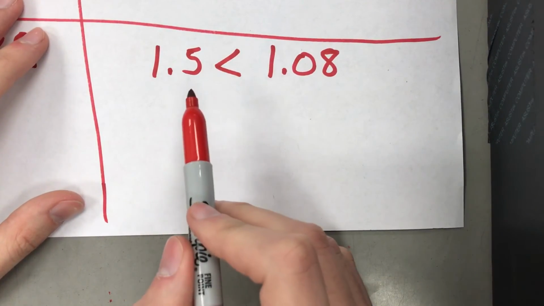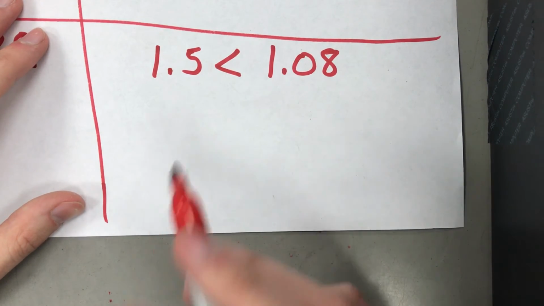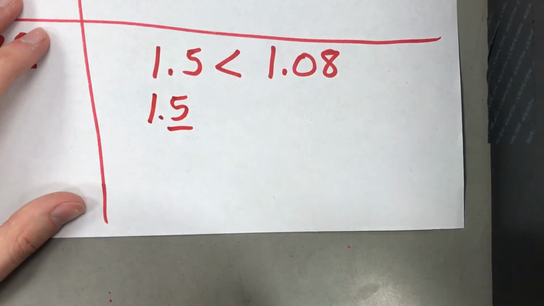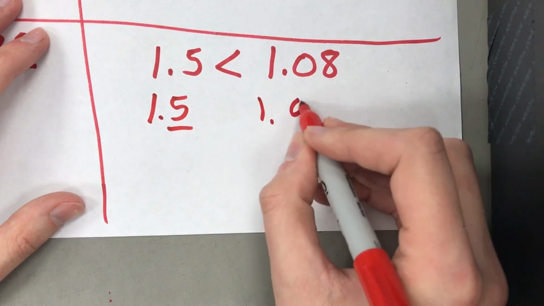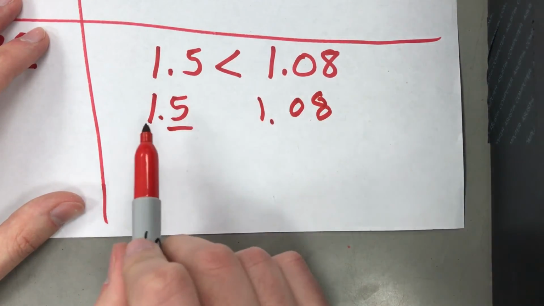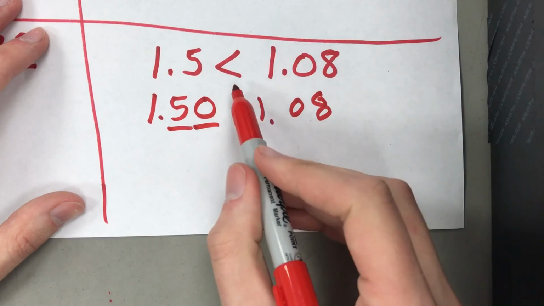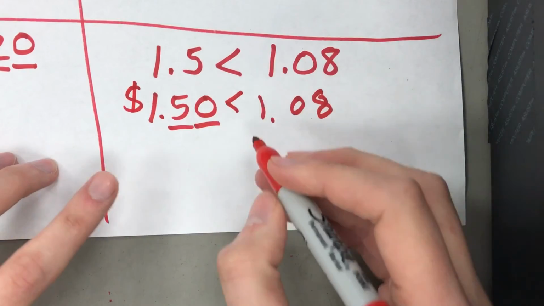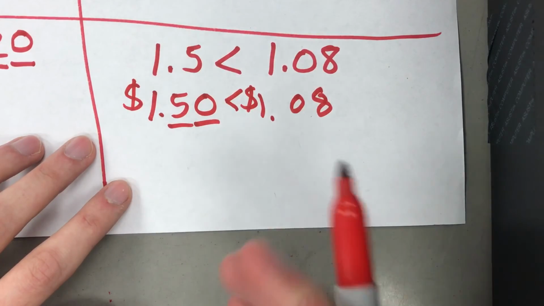I have 1 and 5/10 is less than 1 and 8 hundredths. By now you should probably be getting the gist. This one only goes to the tenths place. Notice that THS ending. This one goes to the hundredths place. So, would you agree that 1 and 50 hundredths is less than 1 and 8 hundredths? No, I think we could all agree that $1.50 would be more than $1.08. Since this is the last question, let's change this up a little bit.